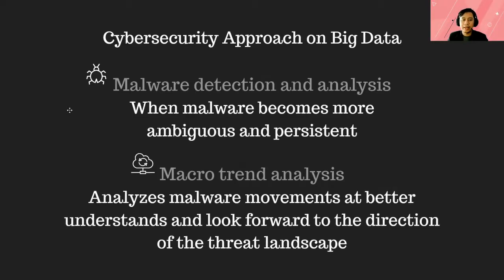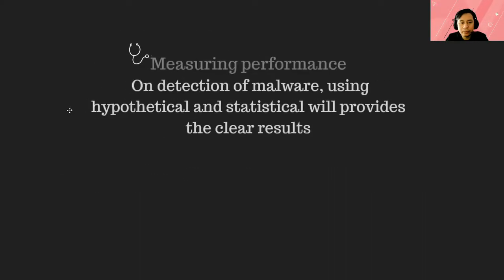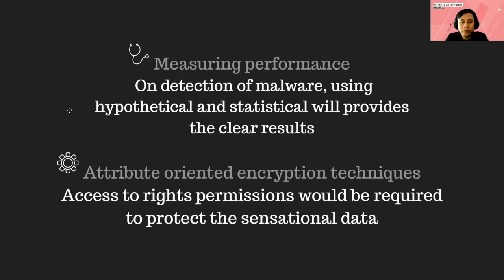Cybersecurity approach on big data. Malware detection and analysis, as malware becomes more ambiguous and persistent. Macro trend analysis of malware movement gives a better understanding and looks forward to the direction of the threat landscape. Next, measuring performance. Detection of malware using hypothetical and statistical methods will provide clear results. Attribute-oriented encryption technique, with access to the right permission, would be required to protect sensitive national data.